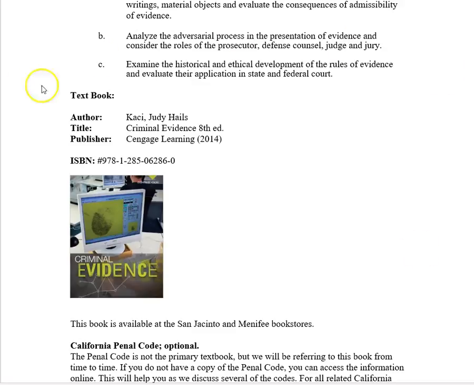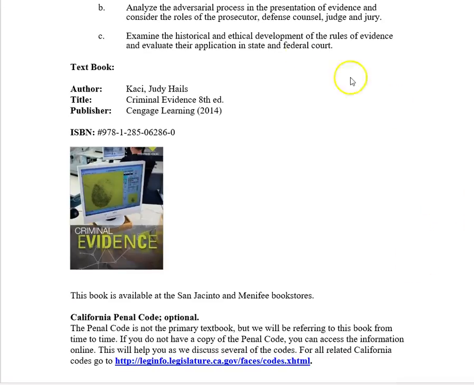So we're going to learn that through the use of a lot of different things, readings and case studies, but we're going to look at the textbook. The title is Criminal Evidence. It's the 8th edition. It's a very easy to read book. The author is fantastic, and I think you'll find it very, very interesting. It is available at the San Jacinto and the Menifee bookstores, but I'm sure that all of you have purchased books before, and you probably know better where to pick up a book. Because it's not a brand new book, the cost won't be that bad, but it is one of the better books that are out there as it relates to criminal evidence.